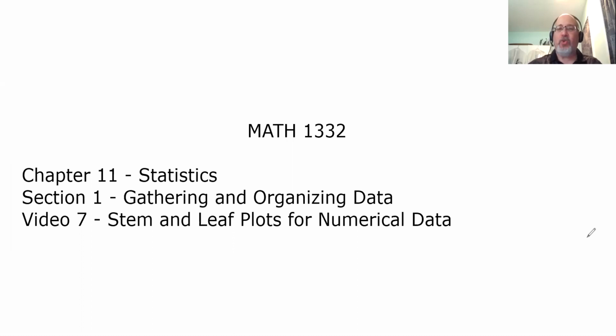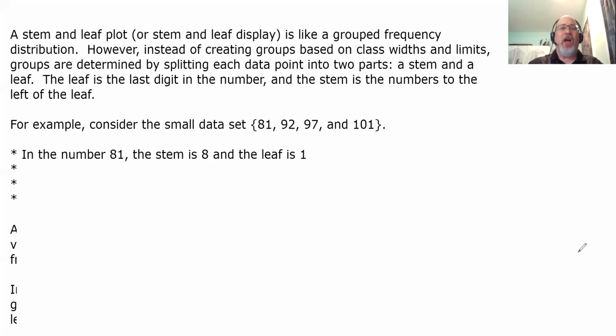To wrap up this section, we're going to look at one more way to organize and display numerical data. A stem and leaf plot, or stem and leaf display, is like a grouped frequency distribution. However, instead of creating groups based on class widths and limits, groups are determined by splitting each data point into two parts, a stem and a leaf. The leaf is the last digit in the number, and the stem is the numbers to the left of the leaf.